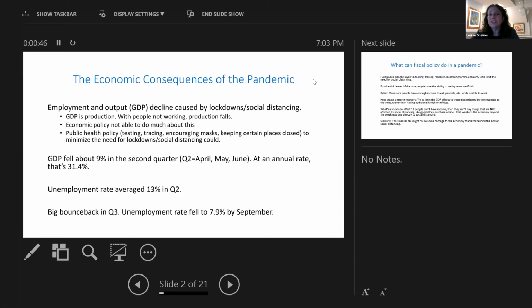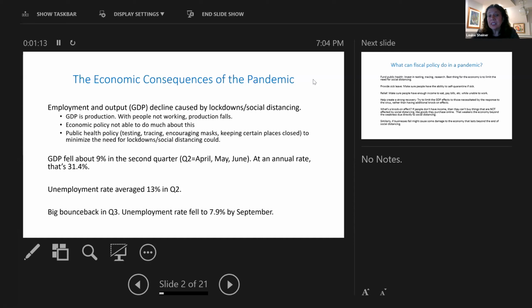So what is GDP? GDP is production. When people are not working, production falls. And economic policy was not able to do much about this. If you had to stay home for health reasons, then it's a little harder for economics to fight the recession. The one place where you can fight it is with public health policy: testing, tracing, encouraging masks, keeping bars closed, to minimize the need for lockdowns and social distancing.